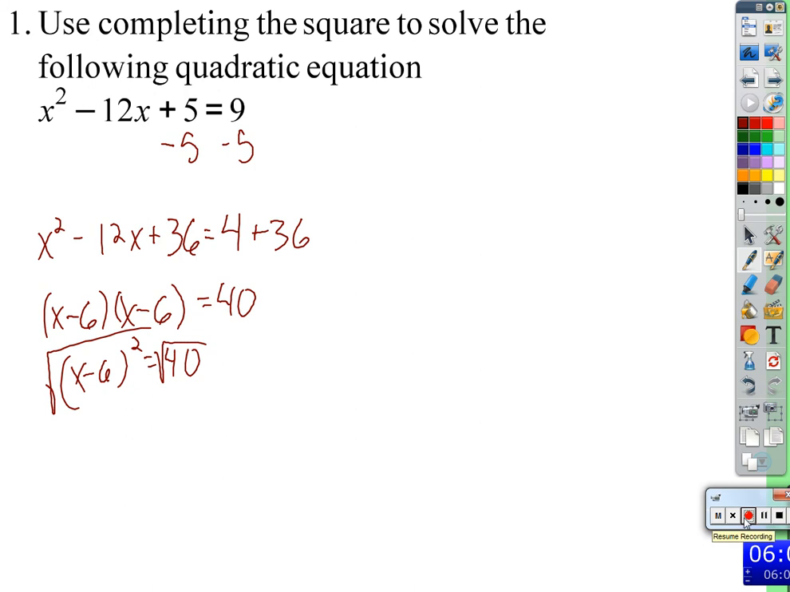Alright, so you take the square root of both sides, you get x minus 6 equals plus or minus the square root of 40. No, 20 is half of 40. It's not divide 40 by 2, it's the square root of 40.